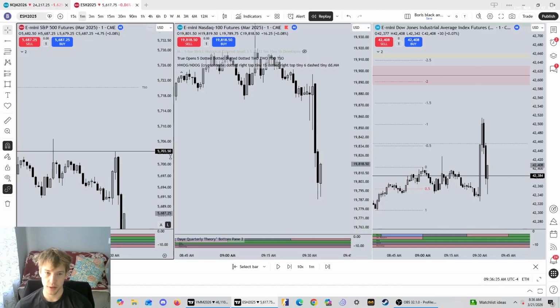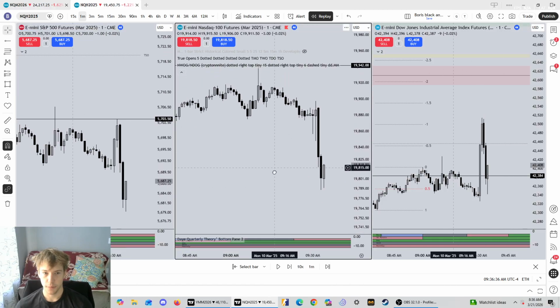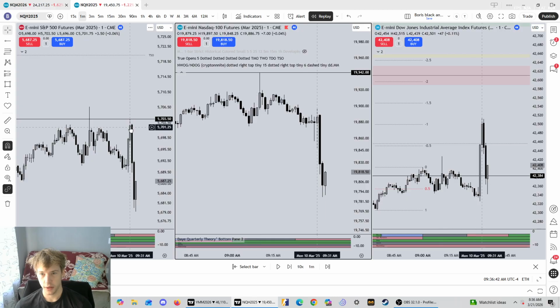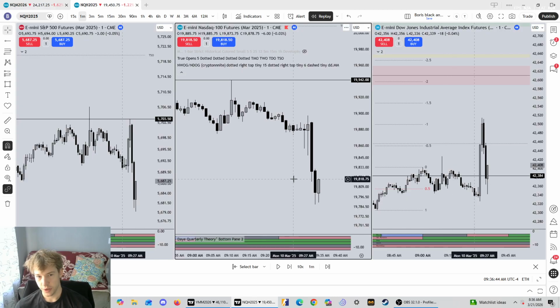I'm just going on Q and ES and just hunting down a setup between the two of them. So right here we have a microcycle. Unfortunately, we literally cannot do anything with that microcycle.